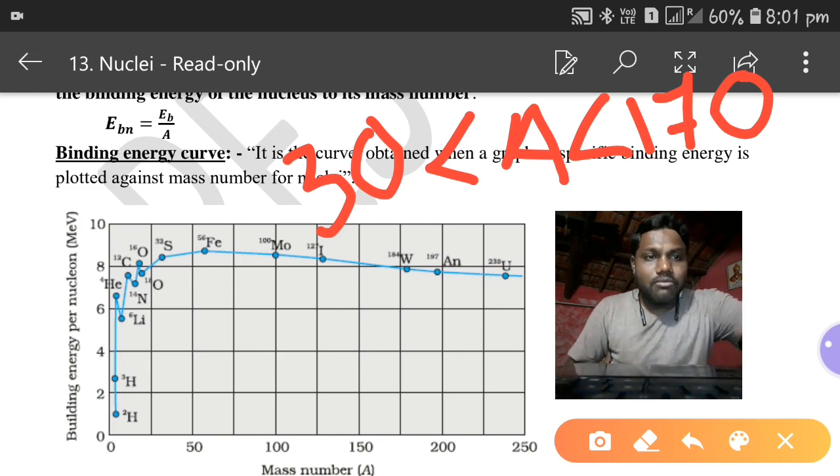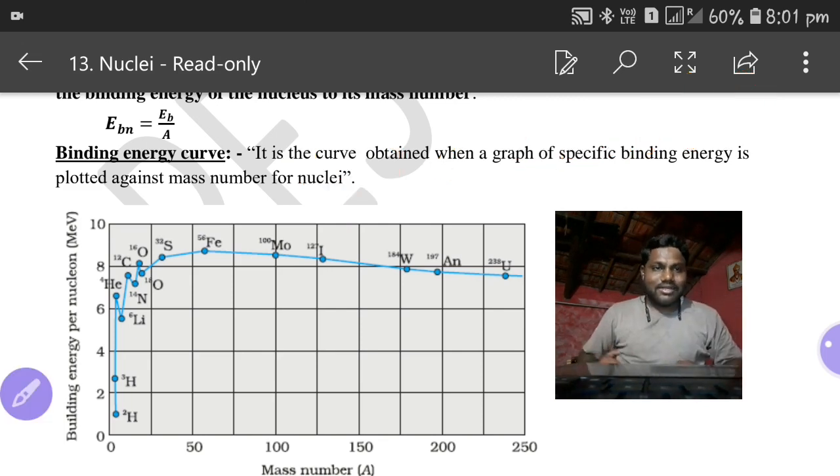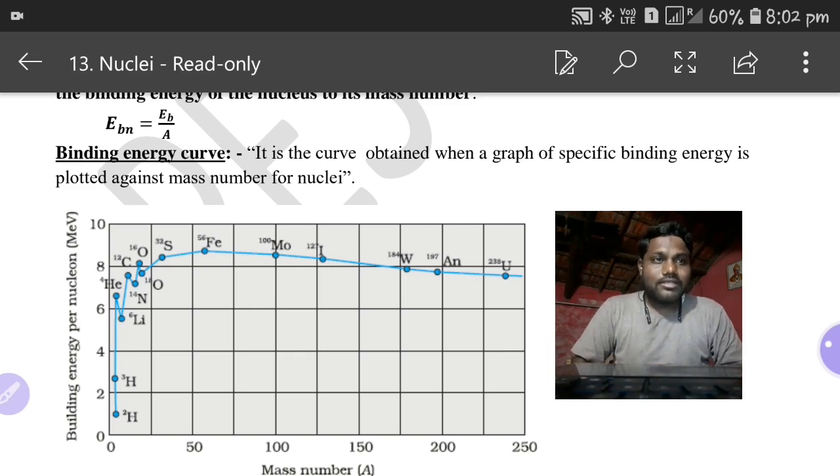But for the atoms with mass number less than 30 and the atoms with mass number more than 170, the specific binding energy decreases. Therefore, they are less stable in nature. So is this clear?